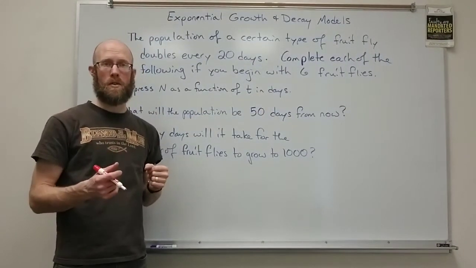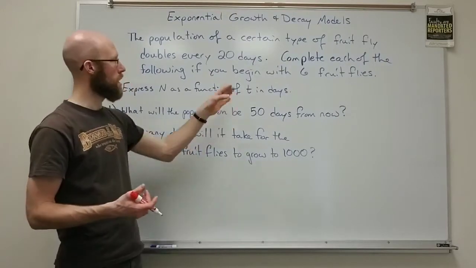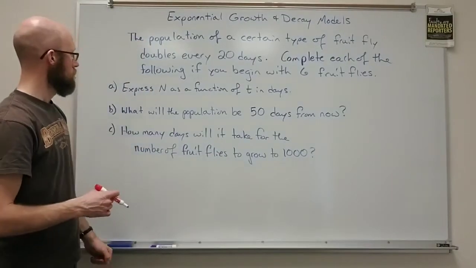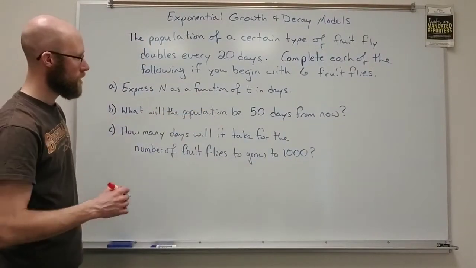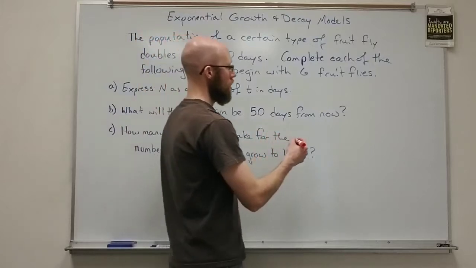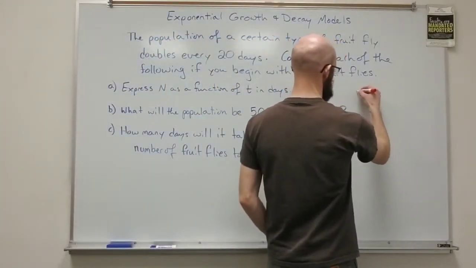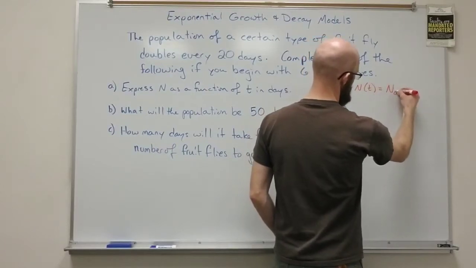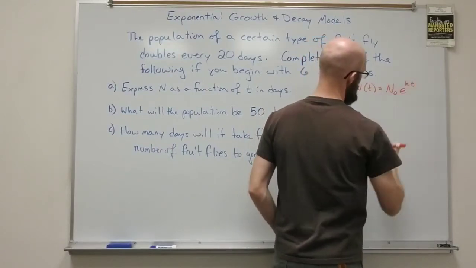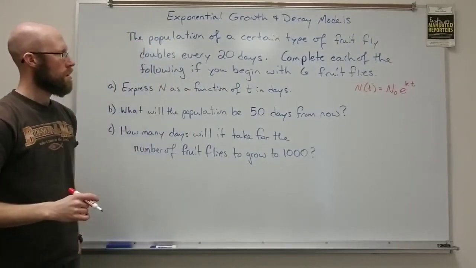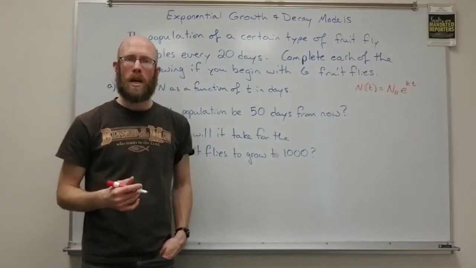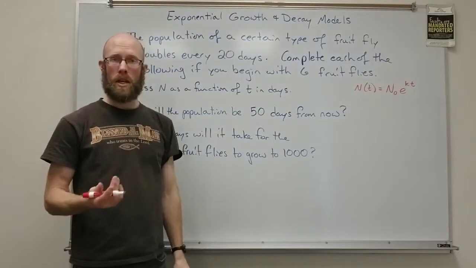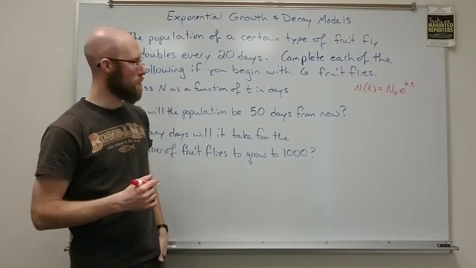I said in a previous video that that's usually in years, but it is whatever the units are on our time, okay? So n as a function of t in days. So we start off with our formula, n of t equals n sub 0 e to the kt. All right, and what we know is that we have an initial value of 6 fruit flies, so the n sub 0 is 6 right off the bat.